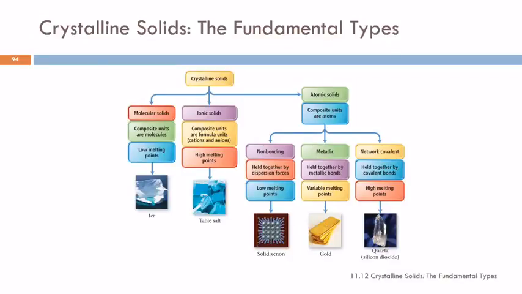Crystalline solids. So we were talking a lot about the details of how the different atoms are put together. Now we're going to step back and look at the big picture. Crystalline solids have this regular repeating order. We can divide these into categories. We can talk about molecular solids, ionic solids, and atomic solids. And then atomic solids can be divided into non-bonding, metallic, and network covalent. So this is the big picture.